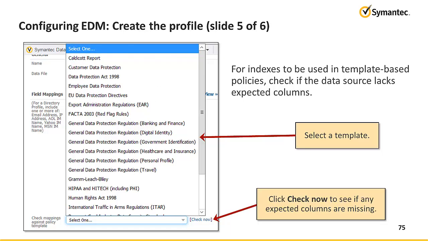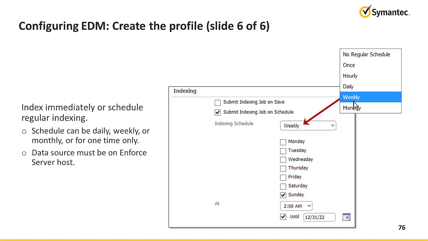For indexes to be used in template-based policies, you can check if the data source lacks any of the expected columns. You can do this by selecting a template from the drop-down and then clicking the Check Now link. The output will inform you whether any expected columns are missing. At the end of the EDM profile creation wizard, you can choose to create the EDM index as soon as the profile is saved, or you can schedule the index creation for a later time.